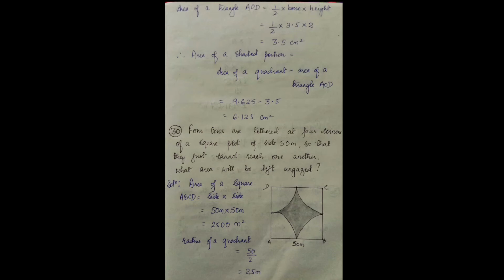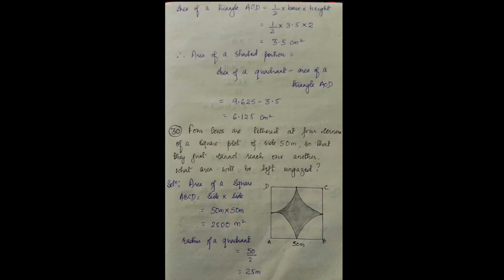So they just cannot reach one another. A cow which is tied here can cover a distance of this one only. It can cover this region only, this area only, and another cow at A can cover only this area, and the cow at B can cover this area, and the cow at C will cover only this area. Now this is the region where all the 4 cows cannot reach. We have to find this area.